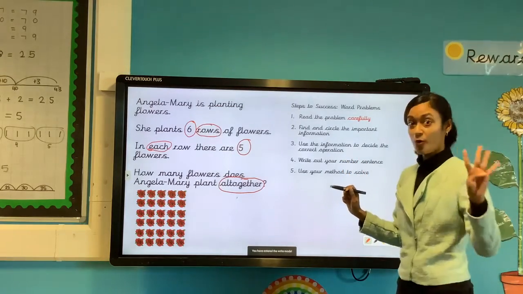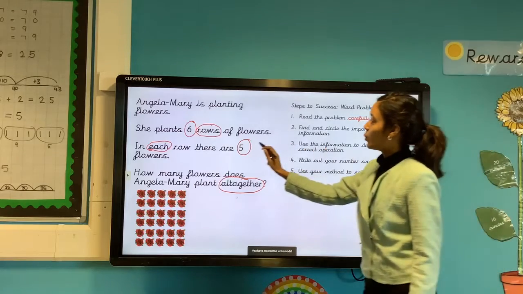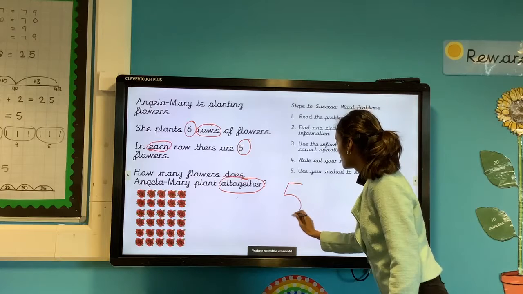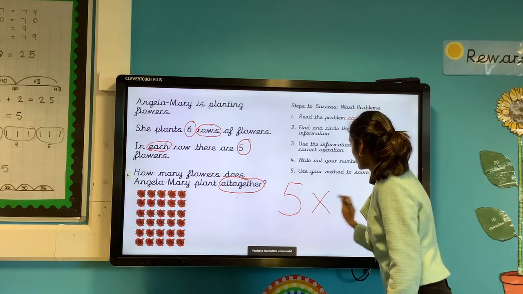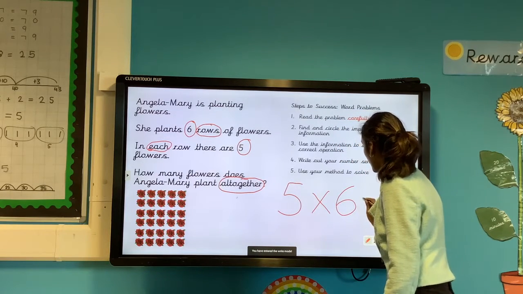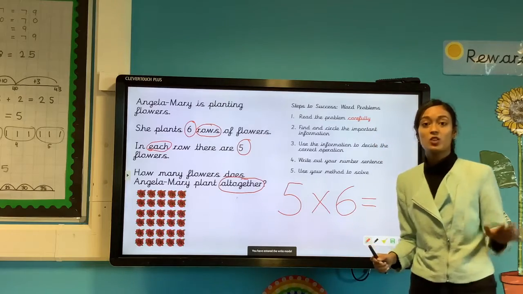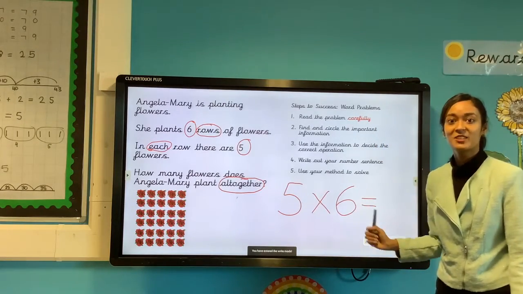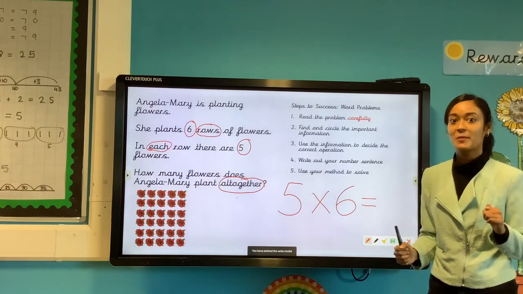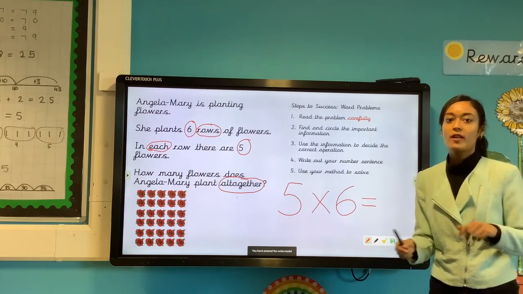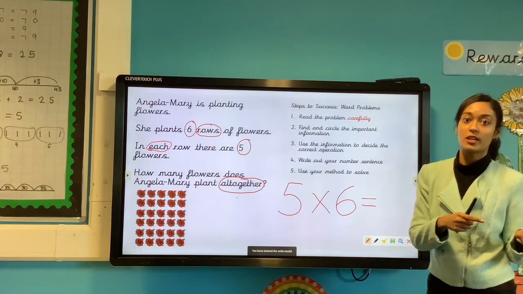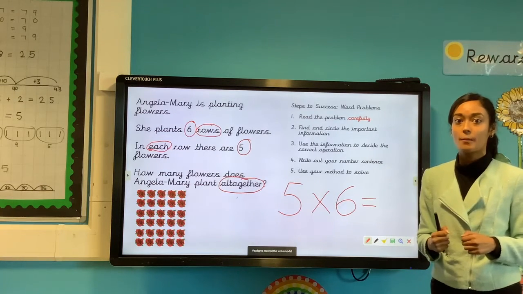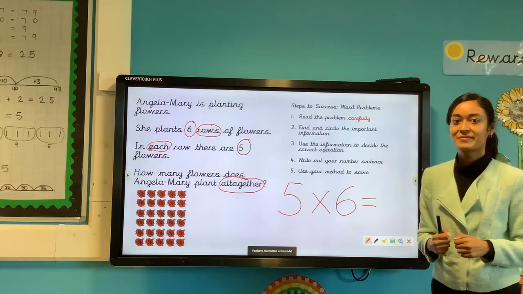So step 4, write out our number sentence. We can do 5 times 6. Okay, and just like yesterday, I'd like to pause the video and have a go at answering this number sentence and then come back to me when you're ready. If you're not sure, then you can use the previous videos that you've seen with Miss Cavalier and Miss Draper to remind yourself of the multiplication number line method, okay?